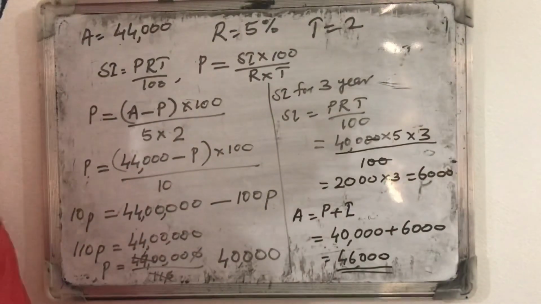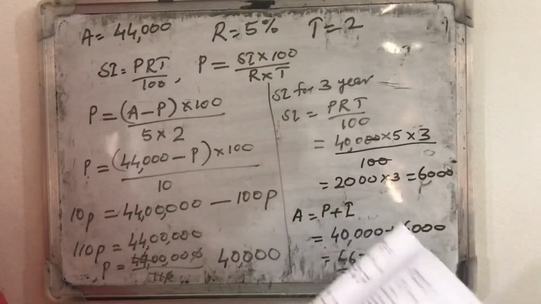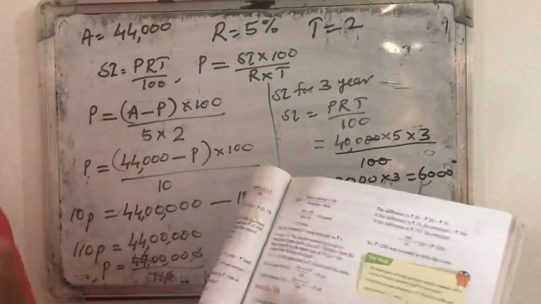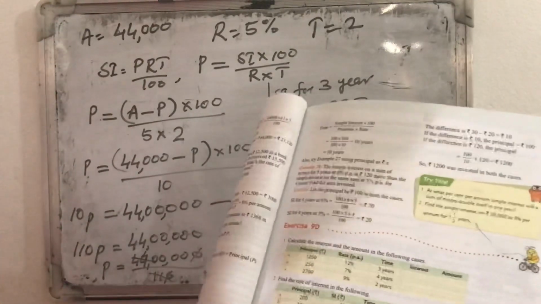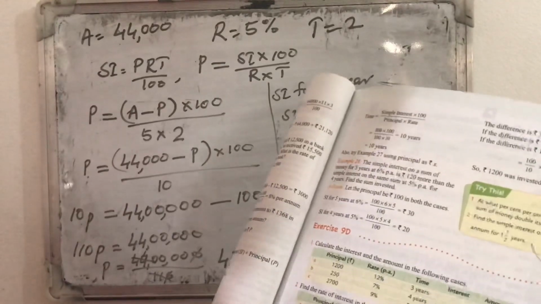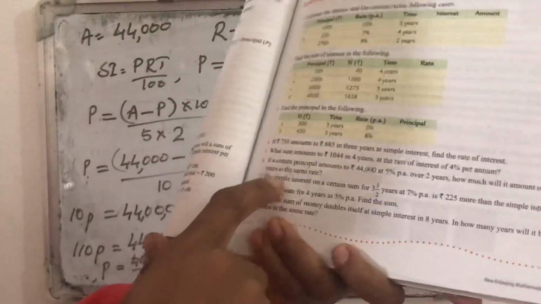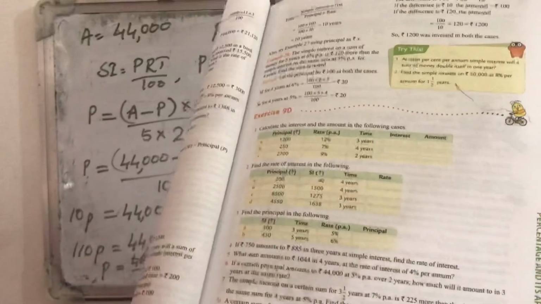Okay, this way we can answer this type of questions. Read the question at least 2 or 3 times. Then first find out what information is given and what we want to find out. After that only we start to write. Okay, 2 more questions are there. You want to do it as homework.